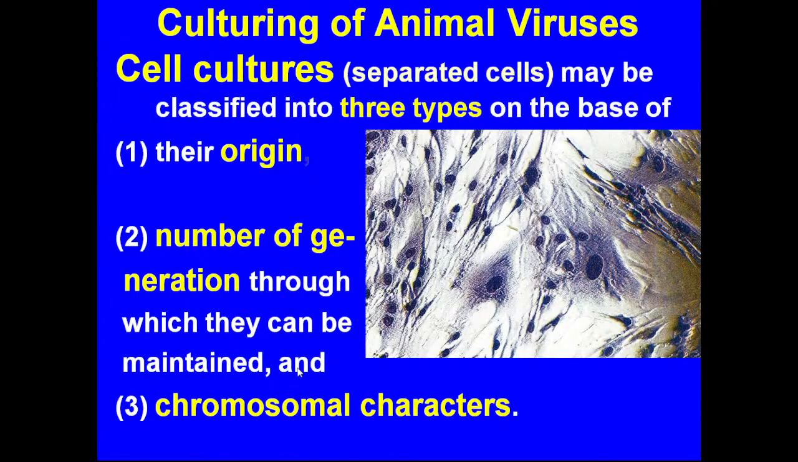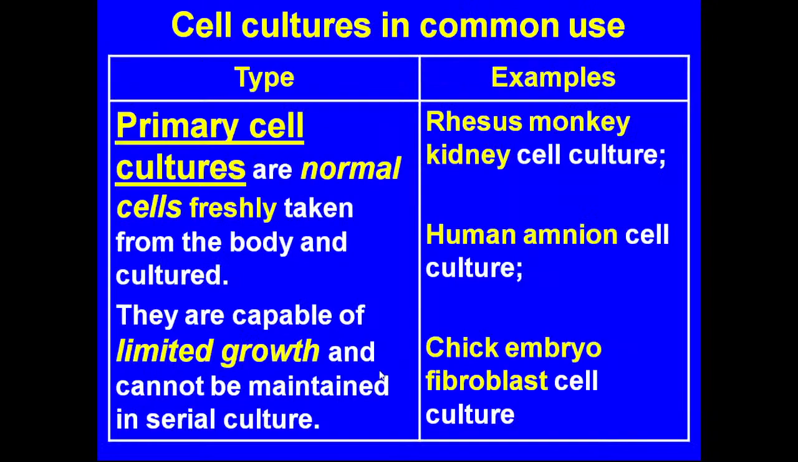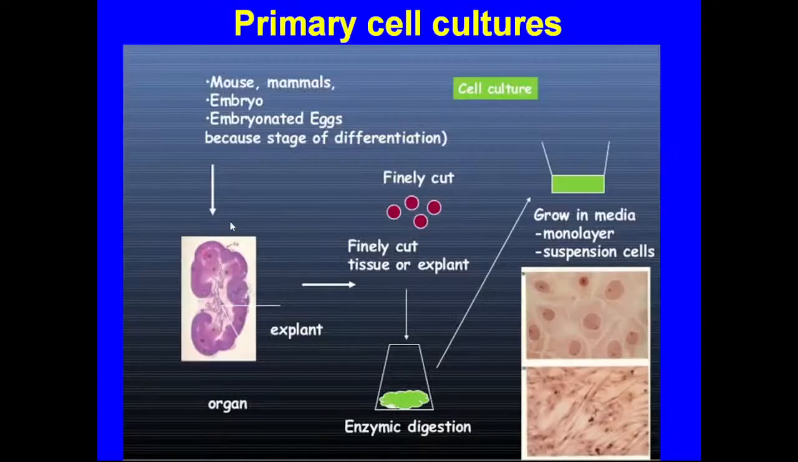So, we have a lot of cell types. And cell cultures are usually classified according to the origin of the cells that are taken, the number of generations through which they can be maintained, and the chromosomal characters. The first type is the primary cell cultures. So how do we perform primary cell cultures? Usually the cells can be taken from the mouse, any mammal, embryo, embryonated eggs or so.